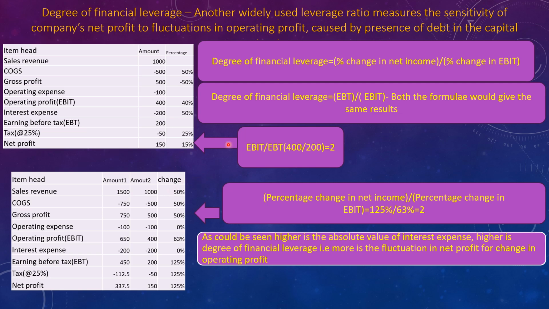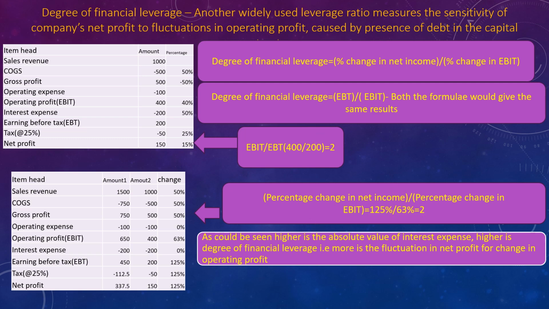Now, let's calculate the degree of financial leverage by the second formula. Here, two different columns are given for two different sales figures. Here, the first one is a higher sales number by 50%. So here we are calculating by percentage change in net income by percentage change in EBIT. So percentage change in net income, that is the net profit, is 125%, and the percentage change in EBIT is 63%. So dividing the numerator of 125% by the denominator of 63% gives the result of 2, the same as this one.